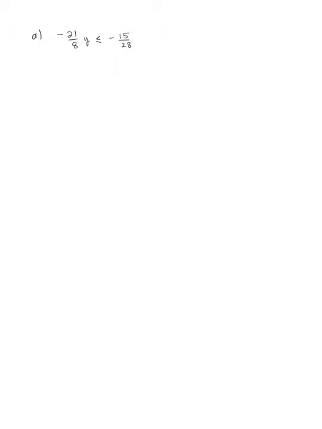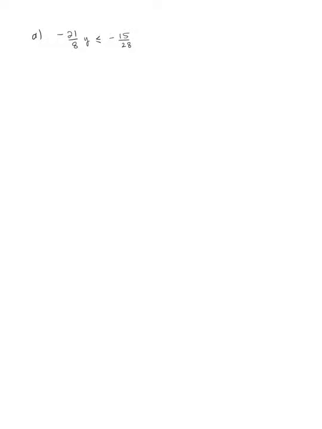Okay, let's do one more example because I feel like I did not do too many examples with fractions involved. So let's take a look at negative 21 over 8 times y is less than or equal to negative 15 over 28. Now there are multiple ways that you can do this, but if you want to do this in one shot, the trick is this: multiply both sides by the reciprocal of negative 21 over 8. So who's the reciprocal of negative 21 over 8? That's negative 8 over 21.